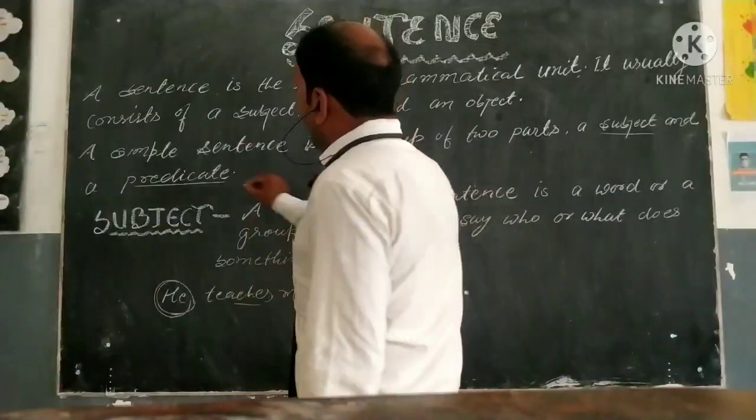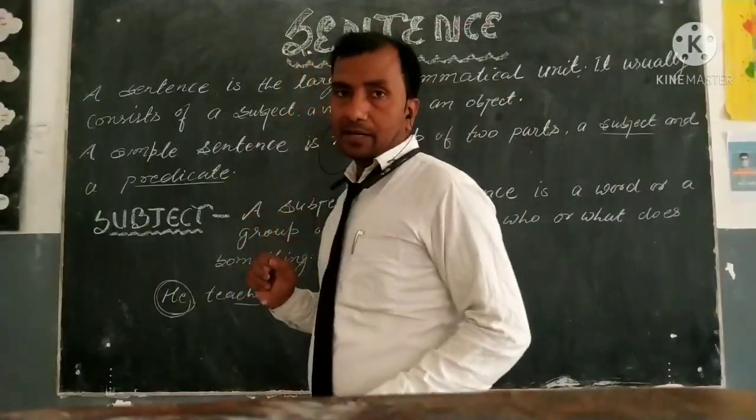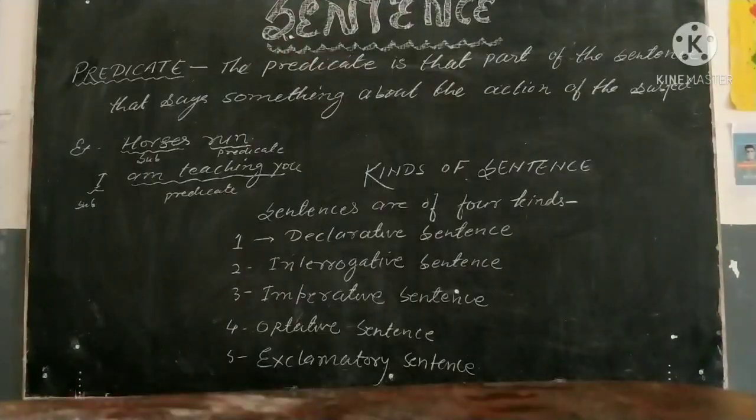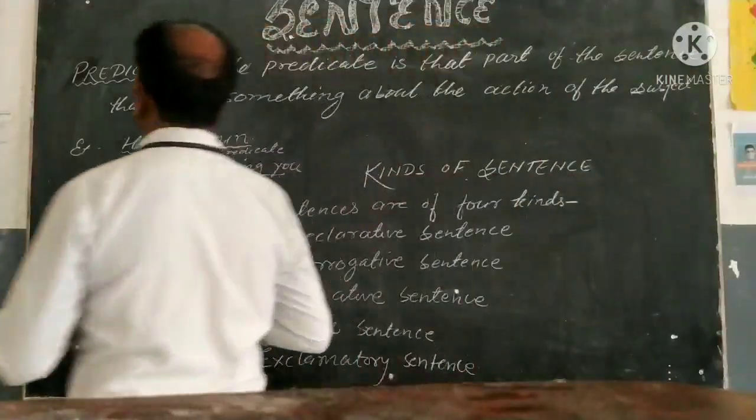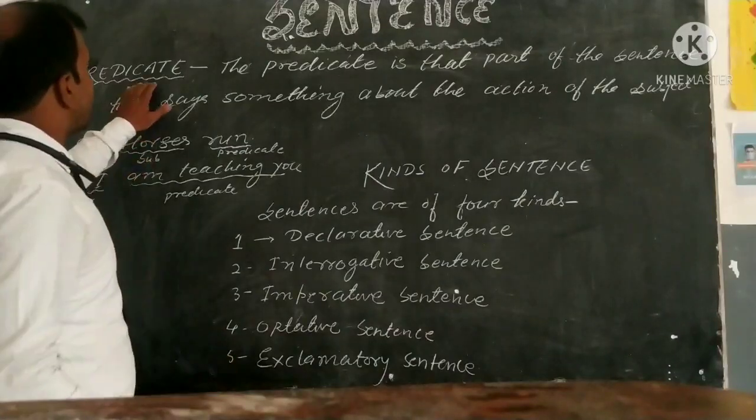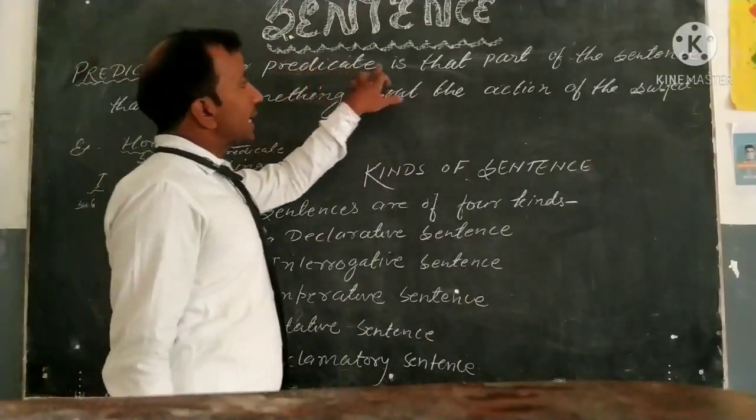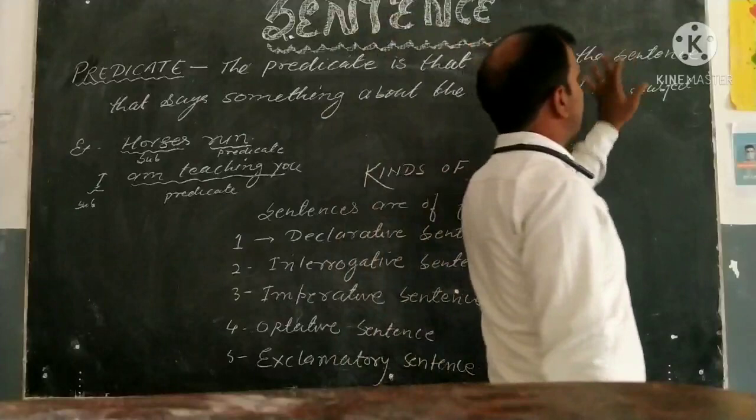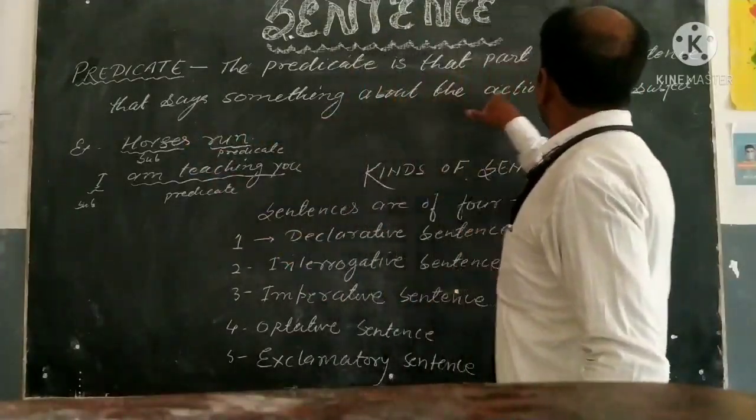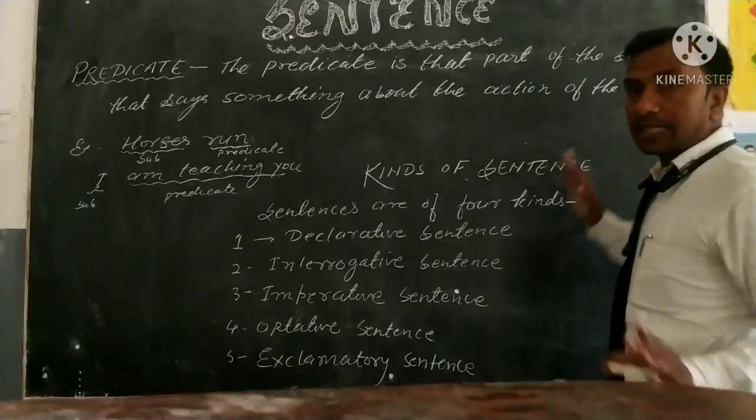Now, what is the meaning of predicate? Now we will discuss. Well, student, what is predicate? Predicate means the part of a sentence that says something about the action of the subject.